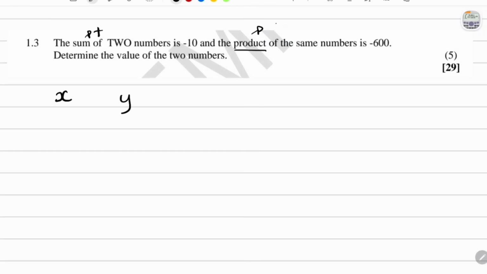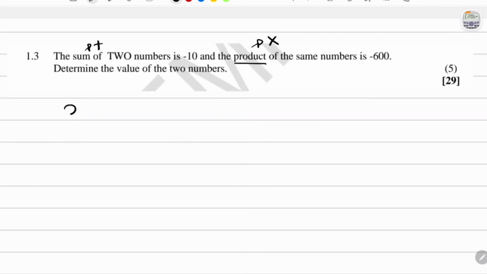Product means to multiply. So the sum of these two numbers, x plus y, is negative 10. And they told us that the product of the same numbers is negative 600. And we know product is to multiply. So that means x multiplied by y is negative 600. And do you see what we have now? We have a simultaneous equation. We just have to solve for x and y in this simultaneous equation.